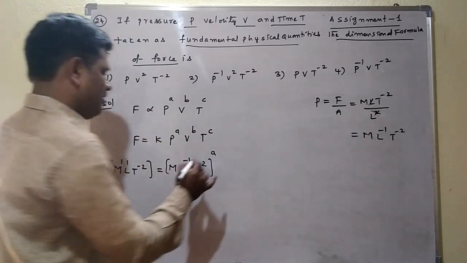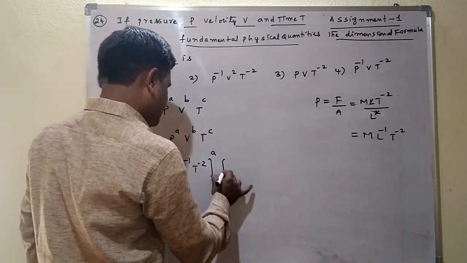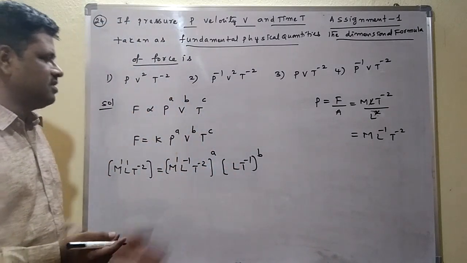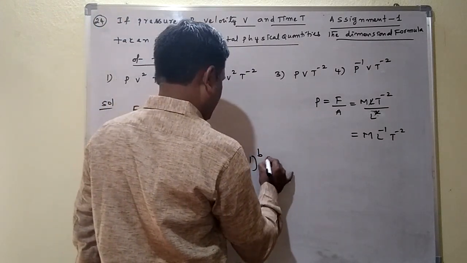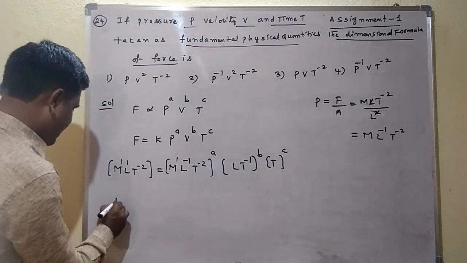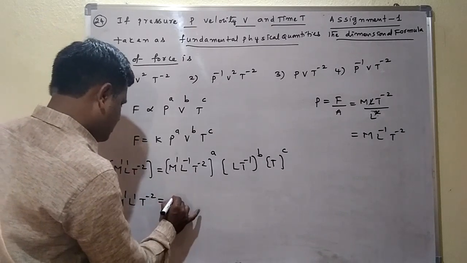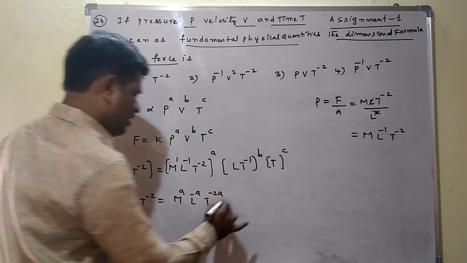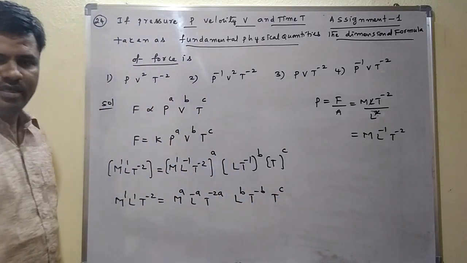Next, velocity. The velocity dimensional formula is L T power of minus 1, whole power of B. Here mass is not there, so we can consider M power of 0. T means time, and the time dimensional formula is T only, so T power of C. So from this we get M power of 1, L power of 1, T power of minus 2 on the left, and on the right M power of A, L power of minus A, T power of minus 2A, then L power of B, T power of minus B, then T power of C. We can write it like this.